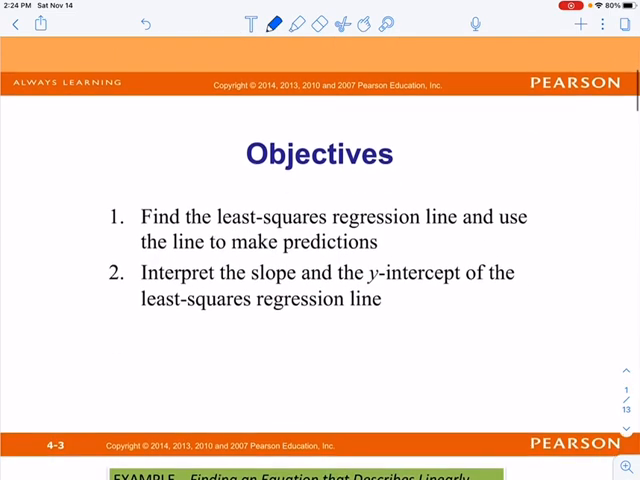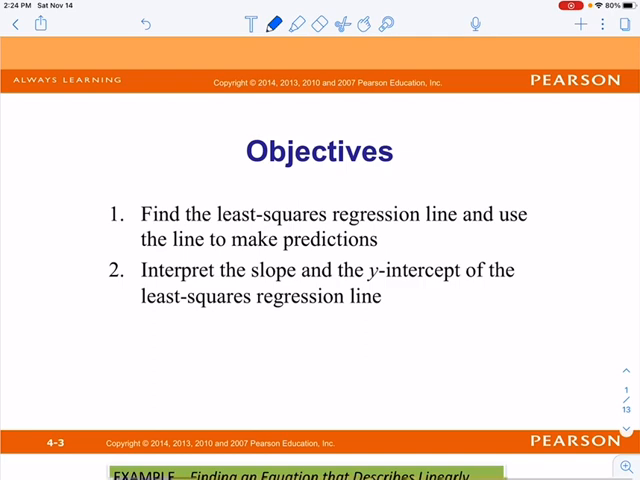So during this video, we're going to talk about the first of the two objectives here. So we're going to find the least squares regression line and use that line to make predictions. Again, least squares regression is the same exact thing as a linear regression. We'll get more into why it's called least squares regression in a few minutes. And then tomorrow when I see you in class, we'll talk about how to interpret the slope and y-intercept of the least squares regression line.